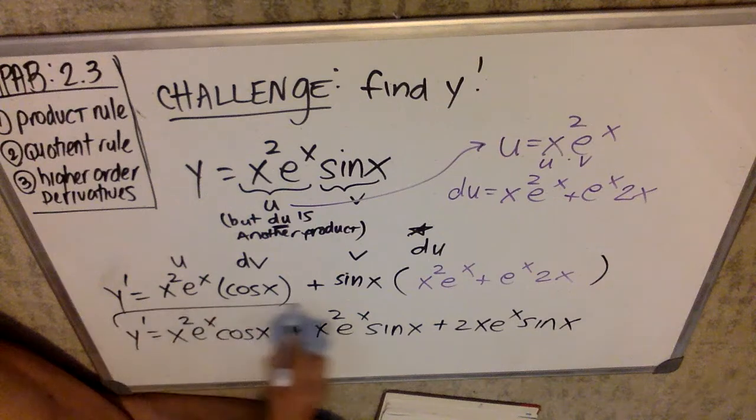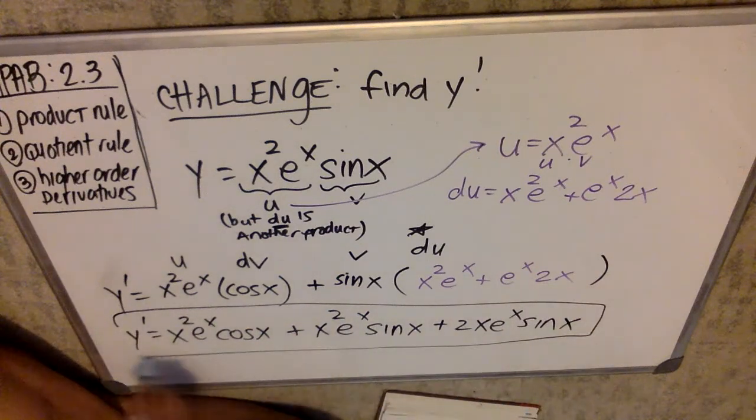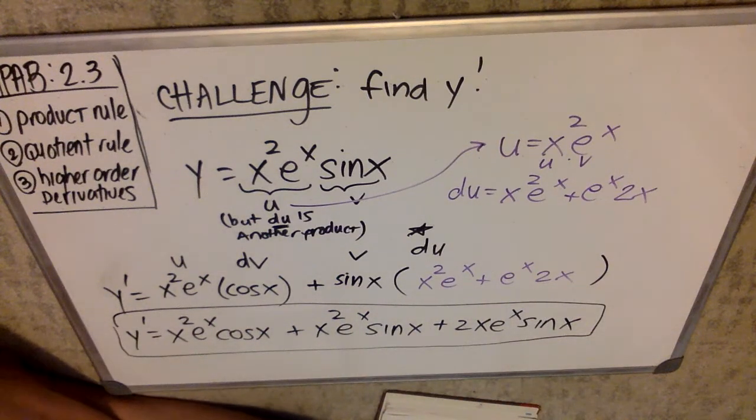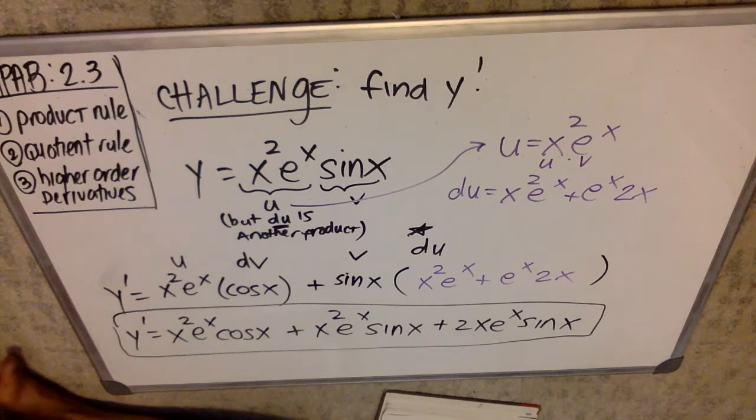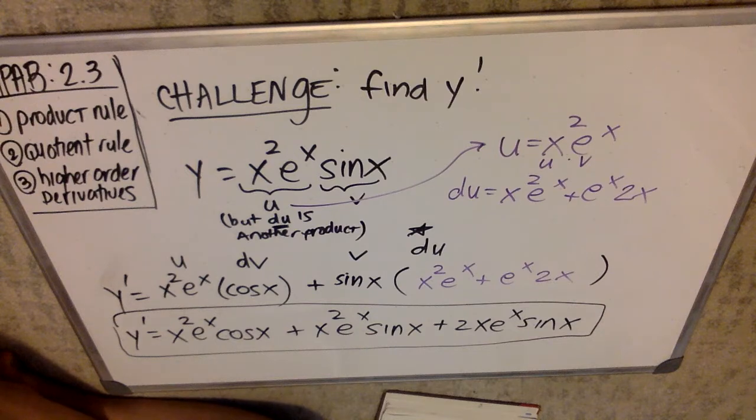Which is crazy and disgusting looking and not something you're probably going to have to do on an AP. But I just wanted to show you what happens if you had three functions as a product, because you have to deal with a product rule as only u times v. So, super duper crazy, but there you have it.